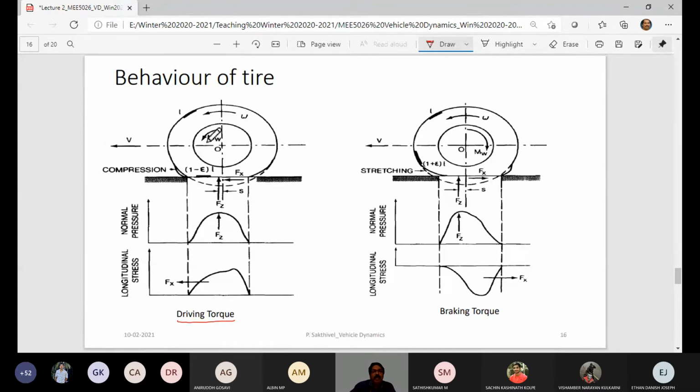V here is the wheel center velocity, the linear velocity. And epsilon is the strain, compressive strain. Fx is the tractive force, and Fz is the normal force. And the normal force is not in line with this vertical line that passes through the center. It is in front of the center of the contact patch. The contact patch is from here to here.